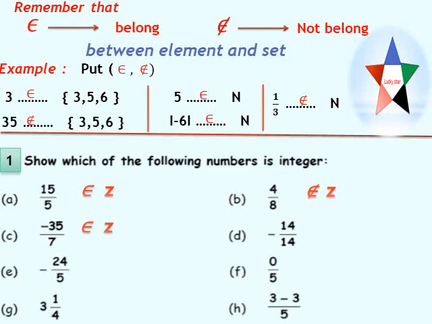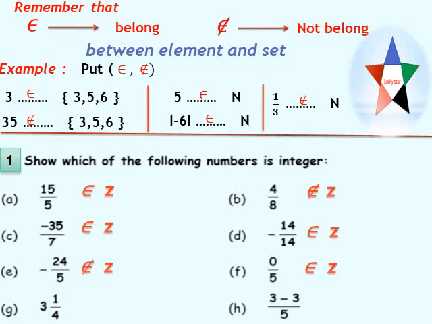What about the next? -35/7. Put it in your calculator. It's equal to -5. So -5 belongs to that. What about -14/14? Same thing. Put it in your calculator, I give you time. Bring your calculator and tell me. Yes, it's equal to -1, so it belongs to that. What about -24/5? Put it in your calculator. It's still a fraction, -24/5. It does not belong to that.